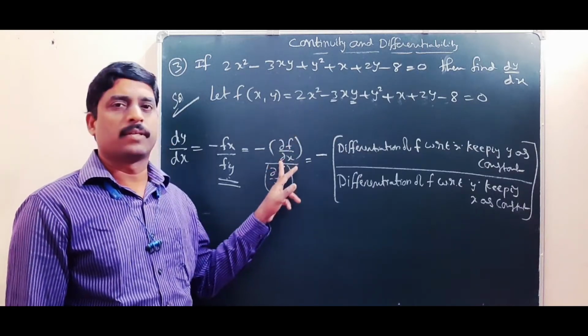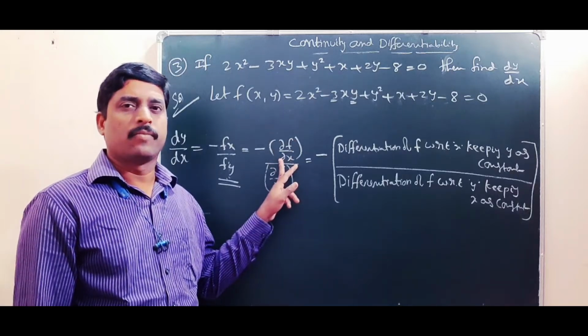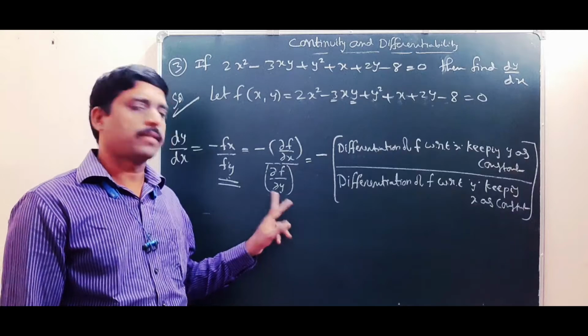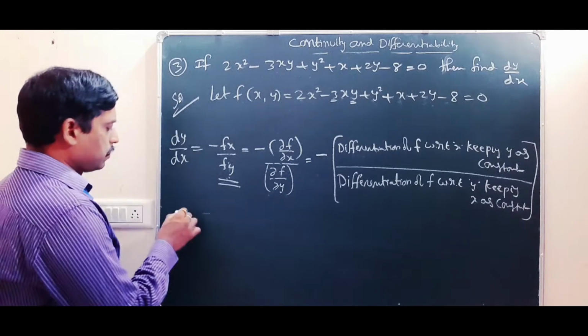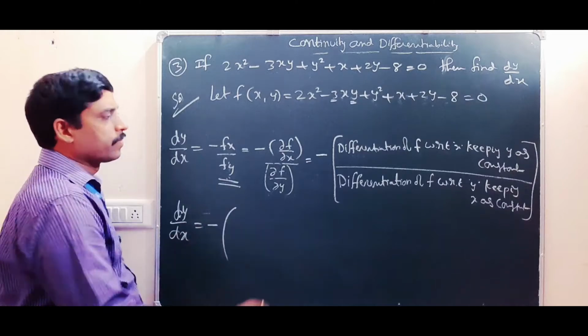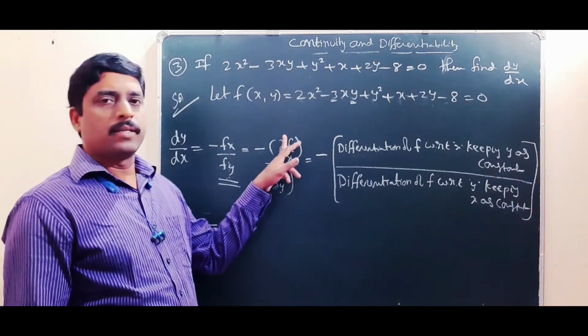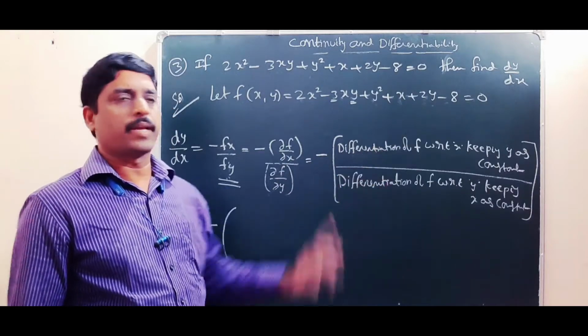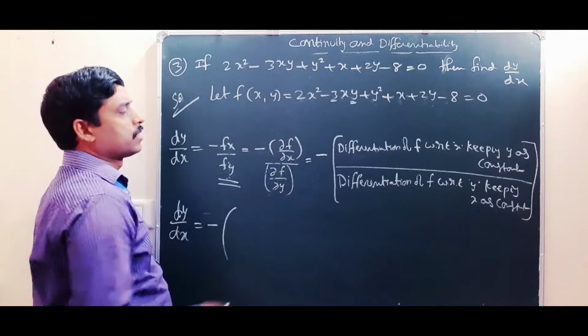In ∂f/∂x, y is constant. In ∂f/∂y, x is constant. So therefore dy/dx is equal to minus of... so what is our target? ∂f/∂x, so differentiation of f with respect to x, keeping y as constant.